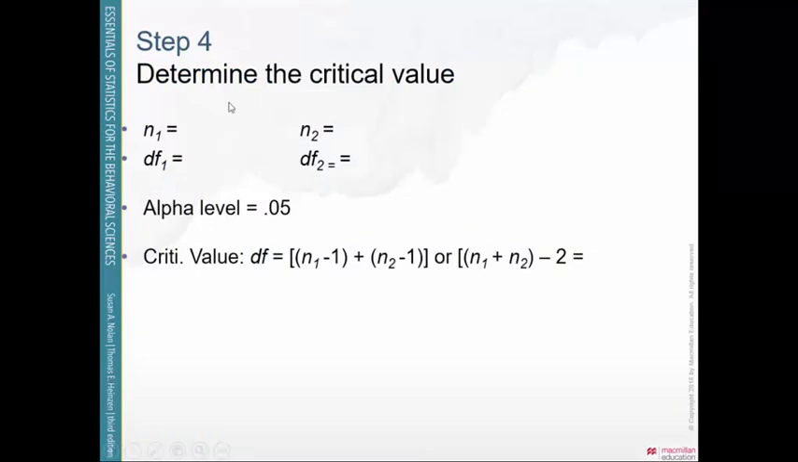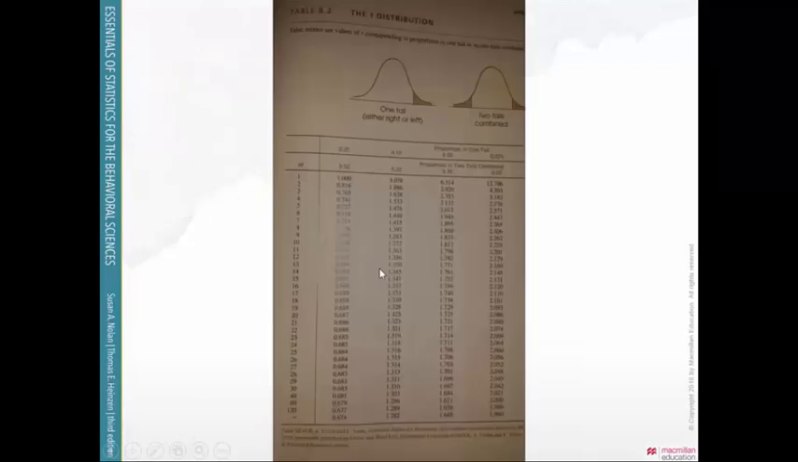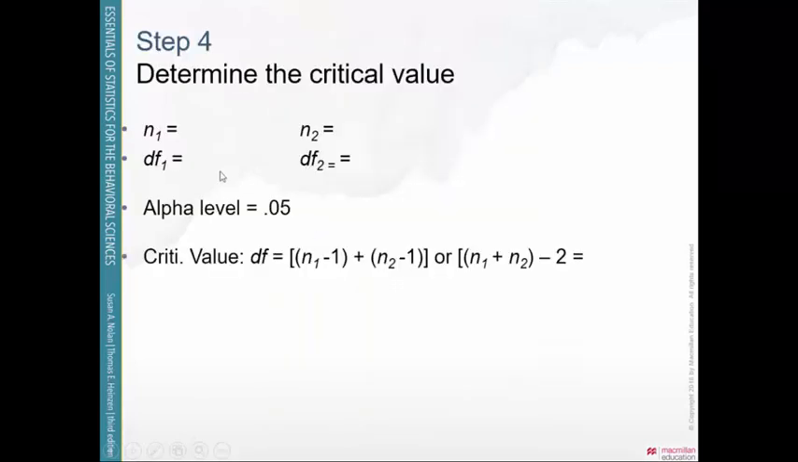To determine the critical value, we need to use our t-table again. I'll tell you that let's say we're going to use an alpha level of 0.05. And degrees of freedom, in this case, there are two different ways you can figure out degrees of freedom for an independent samples t-test. You can either take the degrees of freedom for group 1 plus degrees of freedom for group 2, which in this case was 9 plus 9, which is 18.